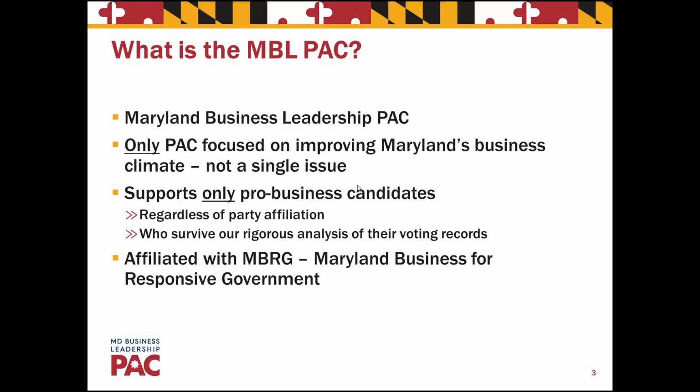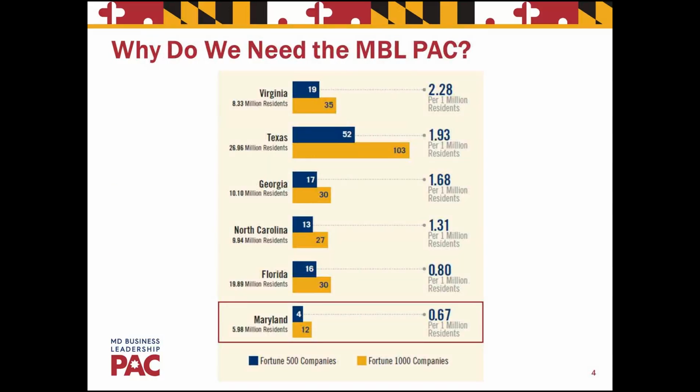And this is where MBRG comes in. Maryland Business for Responsive Government issues an annual report card that looks at all 188 legislators and scores them from 0 to 100% on how they vote on individual bills each year that affect business. If they vote generally in favor of business and the economy and jobs, they score high. If they vote against that, then they score low. So we're going to talk about this just a little bit further as we go here, but that's how we work. So let's get into the why for a minute.